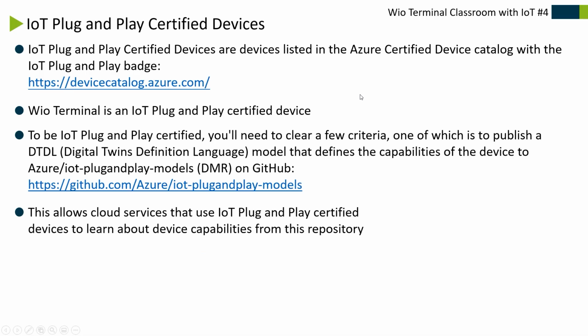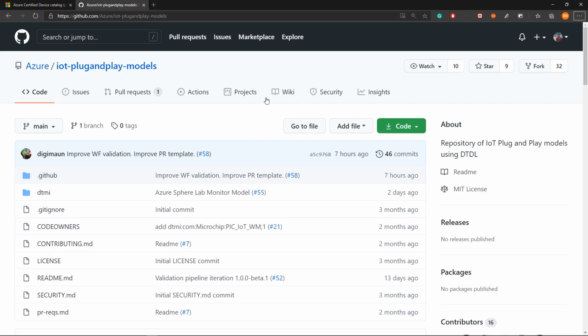To be IoT Plug and Play certified, you'll need to clear a few criteria, one of which is to publish a DTDL, which is known as a Digital Twins Definition Language model that defines the capabilities of the device, to the Azure IoT Plug and Play models repo on GitHub. So this is a repo for the Azure IoT Plug and Play models.